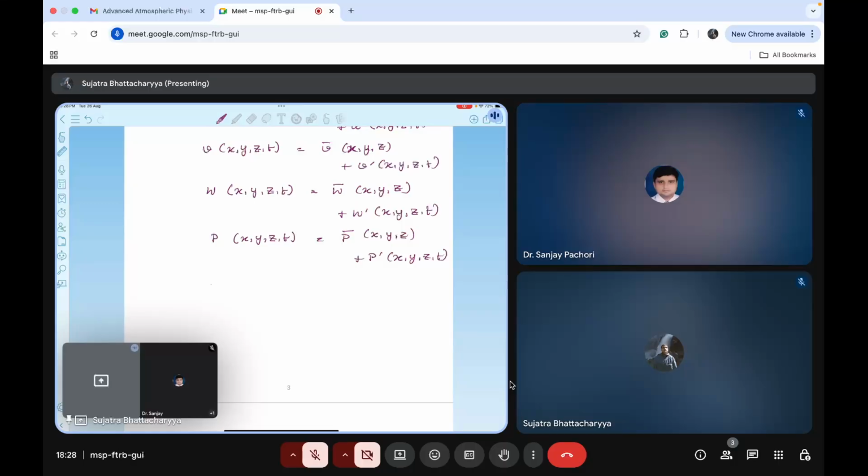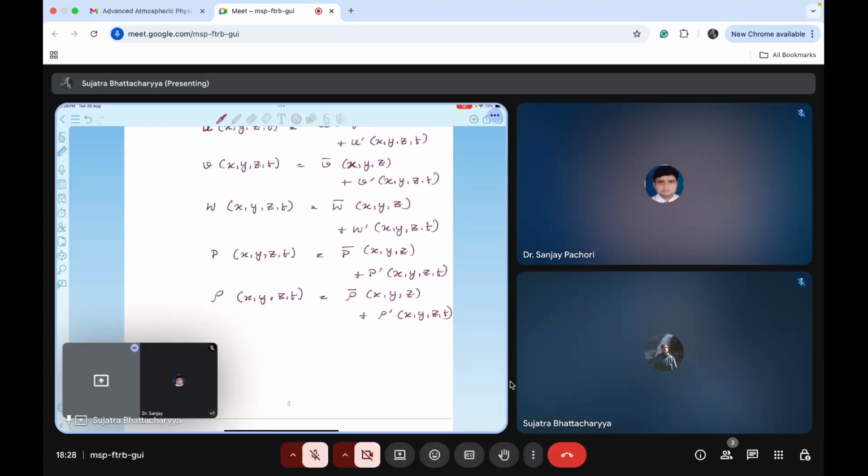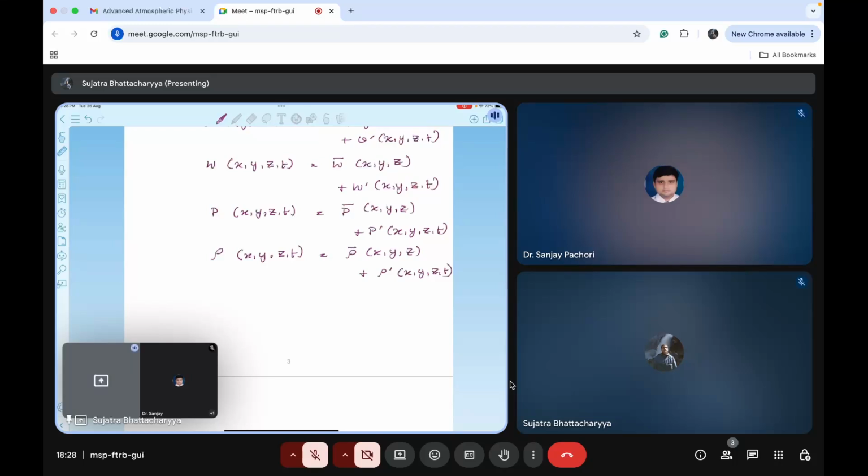Similarly, finally, you have density rho of x, y, z, t. In the pressure gradient, we have density, right? So rho of x, y, z, t is equal to rho bar of x, y, z plus rho dash of x, y, z, and t. This is how we write the perturbation terms.